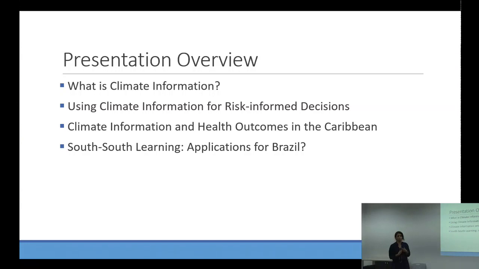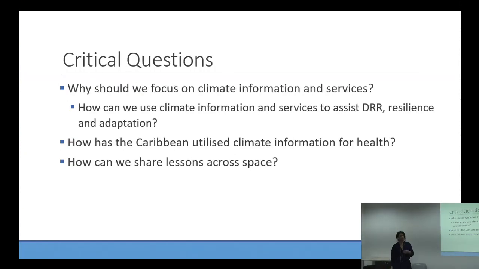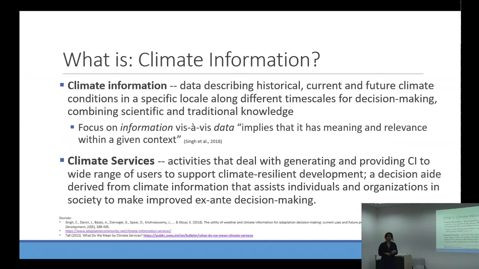This is not a presentation of my research, unfortunately. This is just skimming through a lot of information that's been shared and done within the Caribbean, with a view to explain, give insights and offer perspectives, but also see if there can be some tangible outputs moving forward. Some critical questions that I use in other presentations as well: Why should we focus on climate information? We've talked a lot about climate generally, but this goes deeper into information and services specifically, using it to assist DRR, resilience, but also climate change adaptation. How has it been used for health outcomes specifically, and can we share lessons across spaces?